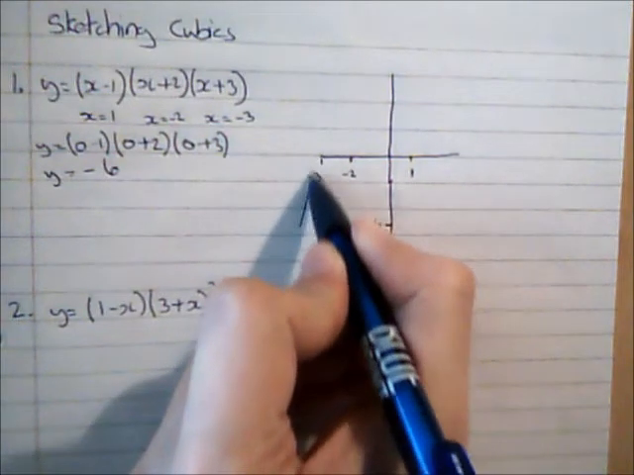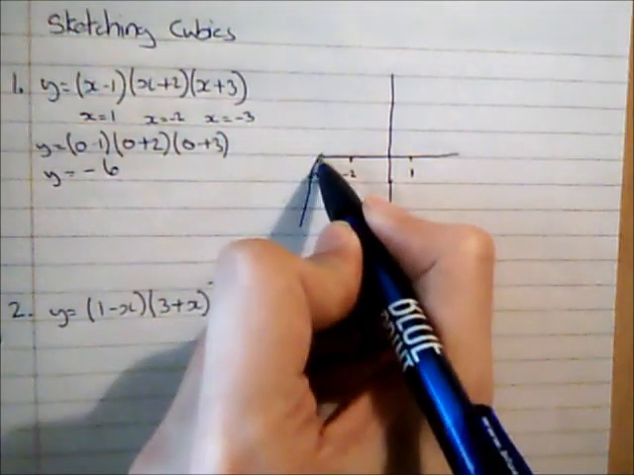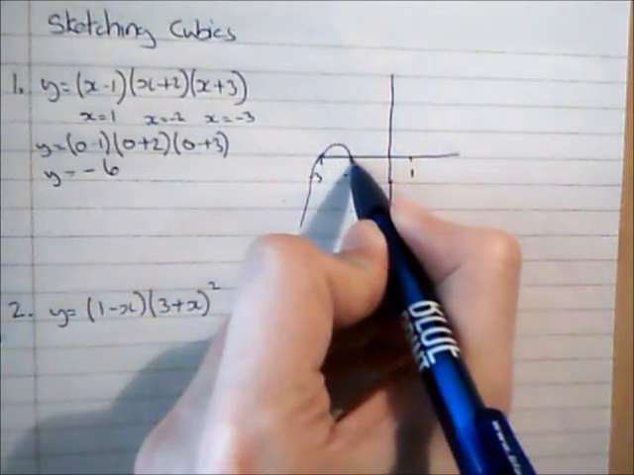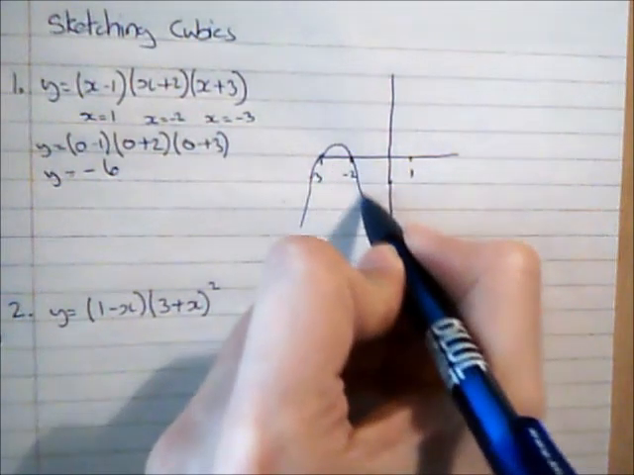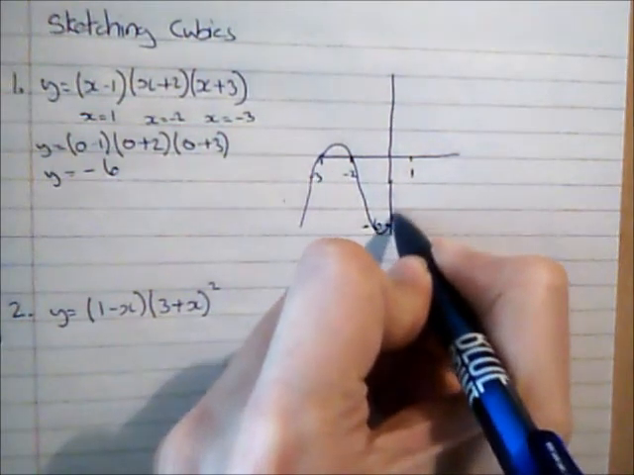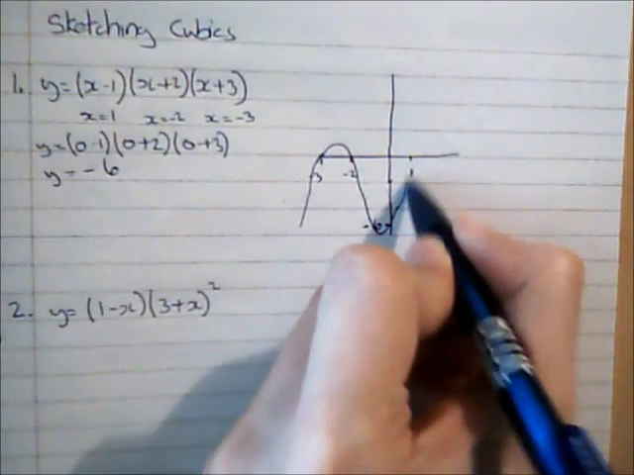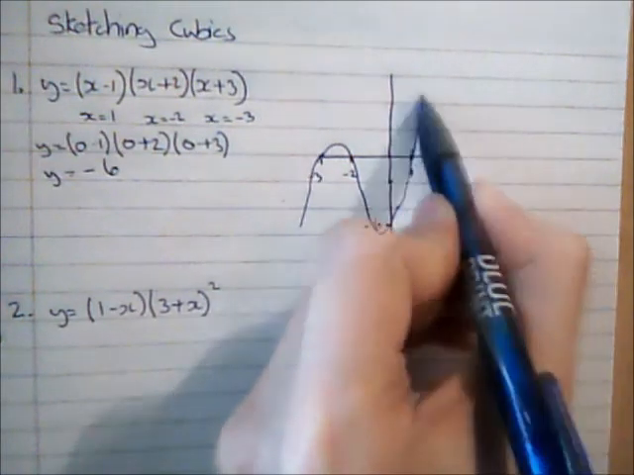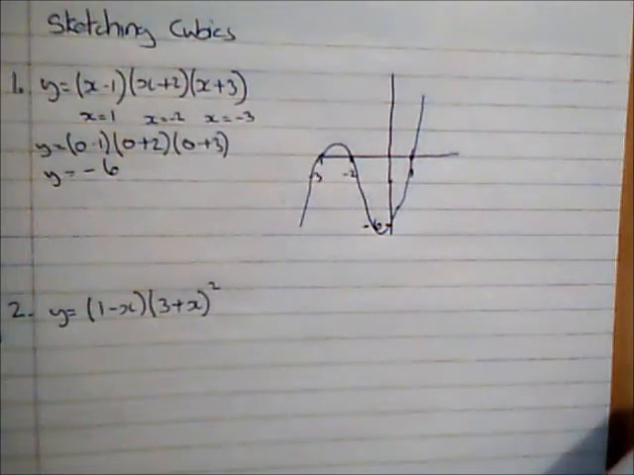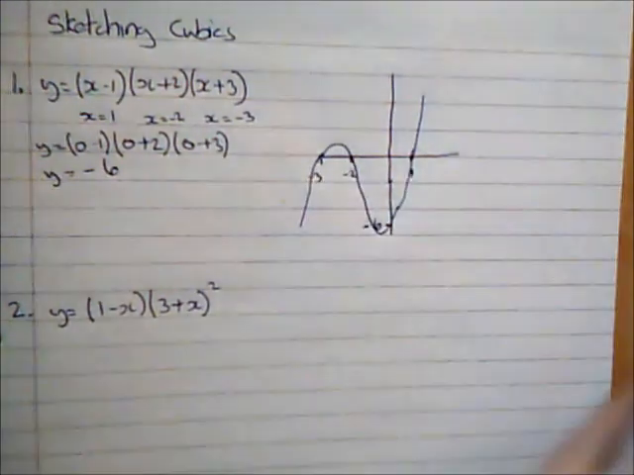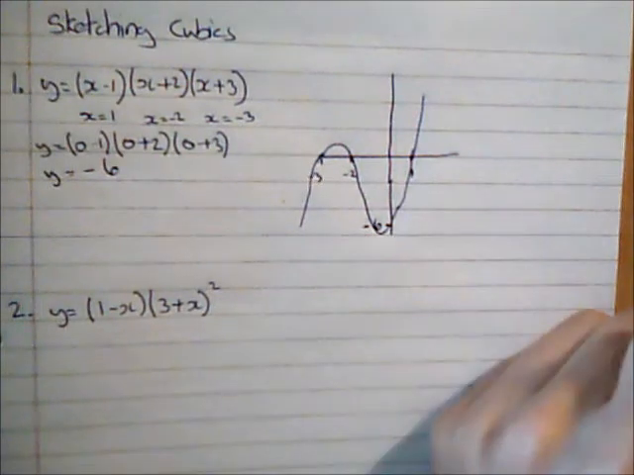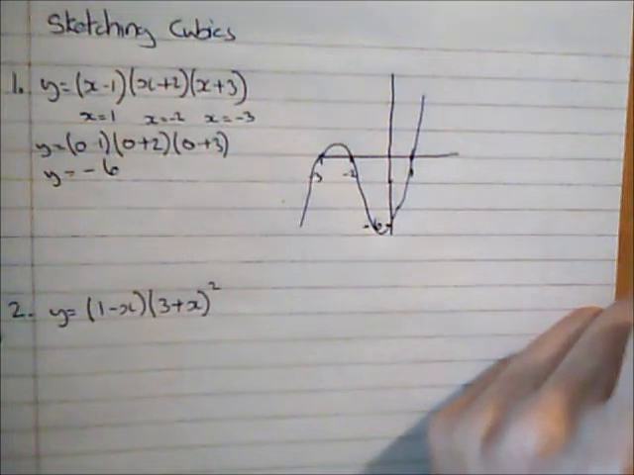So it's going to come up, it's going to pass through negative 3, it's going to pass through negative 2, and then it's going to pass through the y-axis at negative 6 and the x-axis at 1. So I'm going to just check if I've got my key features right. Does it intersect in the correct places on the x-axis? Does it intersect at the correct point on the y-axis? And it does.